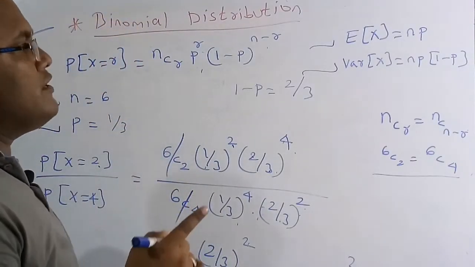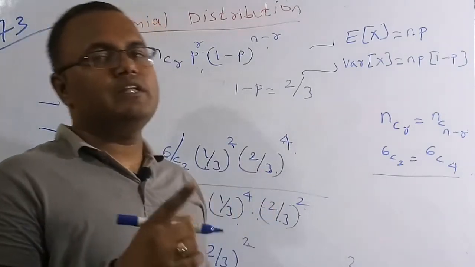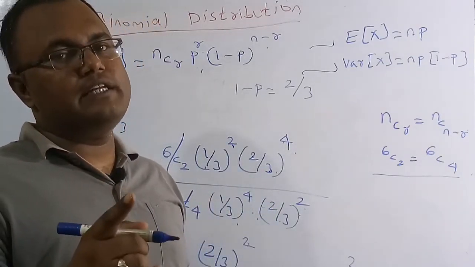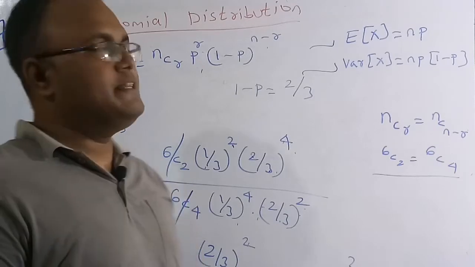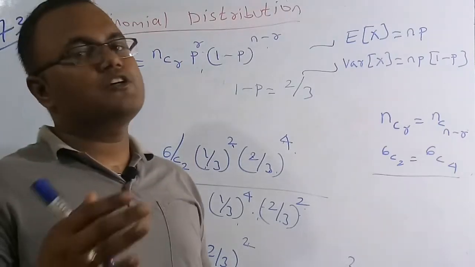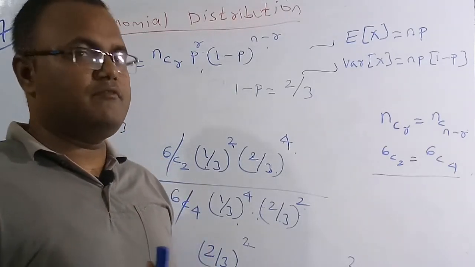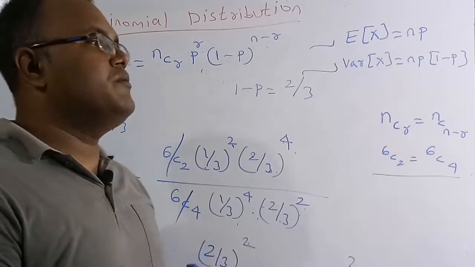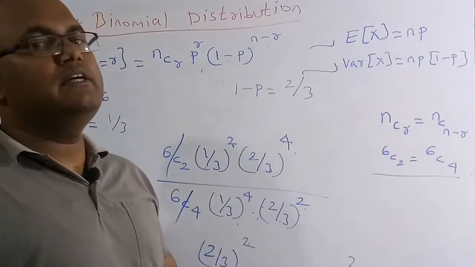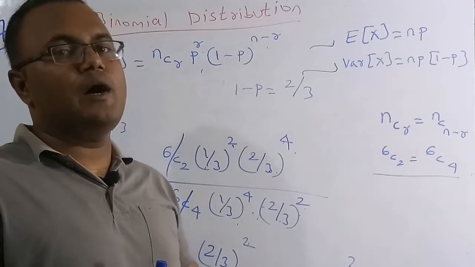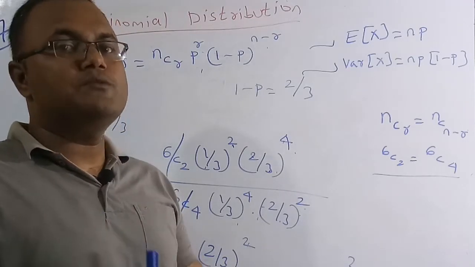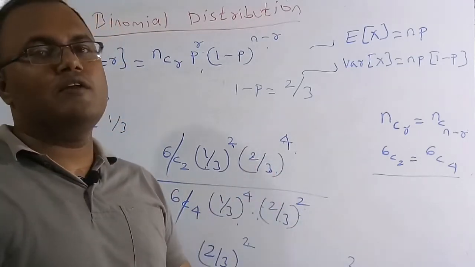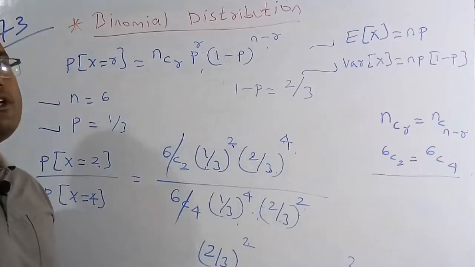So see, I have already told you, whenever the n value is very large and the probability of success of the event is very small, then the binomial distribution is approximated into the Poisson distribution. Whereas if n is very large and the probability of success of the event is a finite value, then the binomial distribution is approximated into the normal distribution. So these are the important points that you always have to remember while solving probability questions.